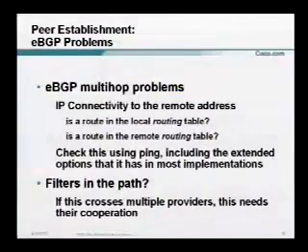Okay, so the eBGP multi-hop problems. There can be IP connectivity to the remote address, so is the route in the local routing table, is the route in the remote routing table to get back to you? Because you may have everything set up right, but does your neighboring ISP have everything set right as well to point back to you? In fact, that's quite a common problem. They forget to put their static route pointing back to your loopback.